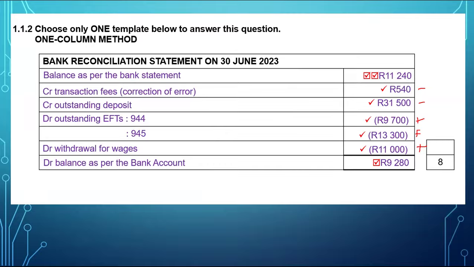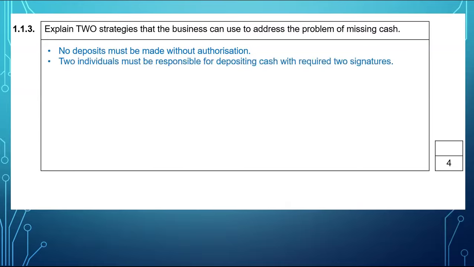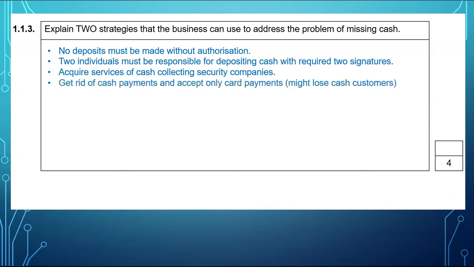Okay, that's it. This one is pretty much the same as the one under June 2023. Strategies is to make sure that you send the person with an extra person. You don't send one person. Or in this case, because they were robbed, you will send them with a security guard, or you employ a security company to come and collect cash, or you encourage your customers to pay using cards, their debit cards or credit cards, instead of using cash. But know that if you make it compulsory, you might lose cash customers.